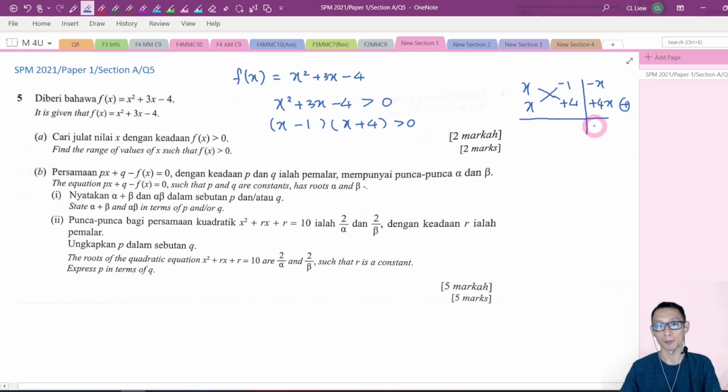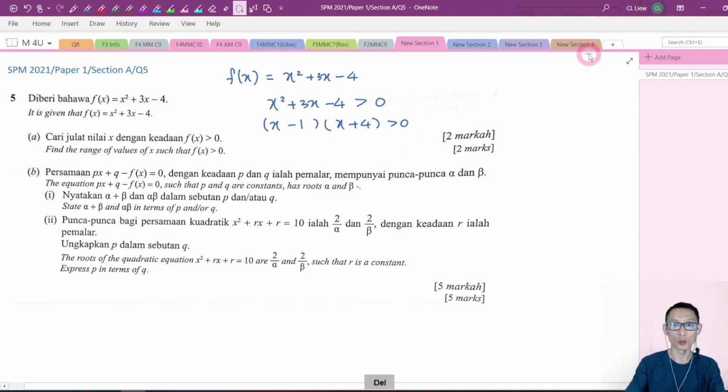Okay, now let's double check. x times x, you get x squared, right? These two multiplied together, you get negative 4. Correct. These two add up together. This is multiply, this is multiply, and the last part is plus. These two add up together, you get plus 3x, which is correct. So our factorization is correct: x minus 1, x plus 4. I want this to be greater than 0.